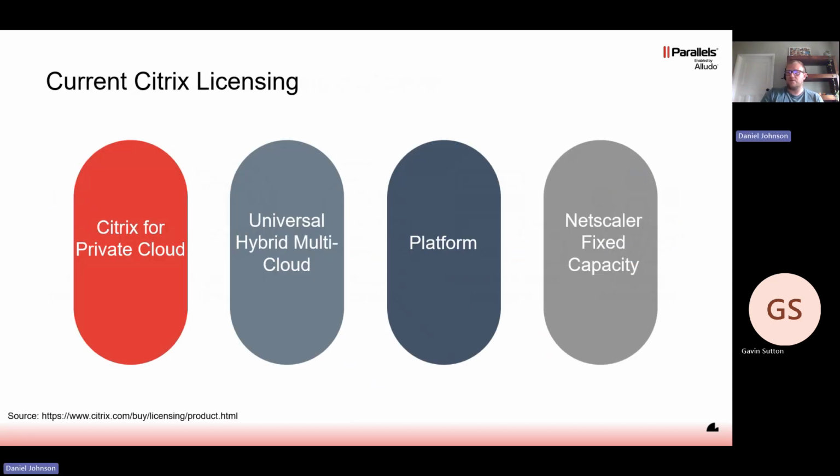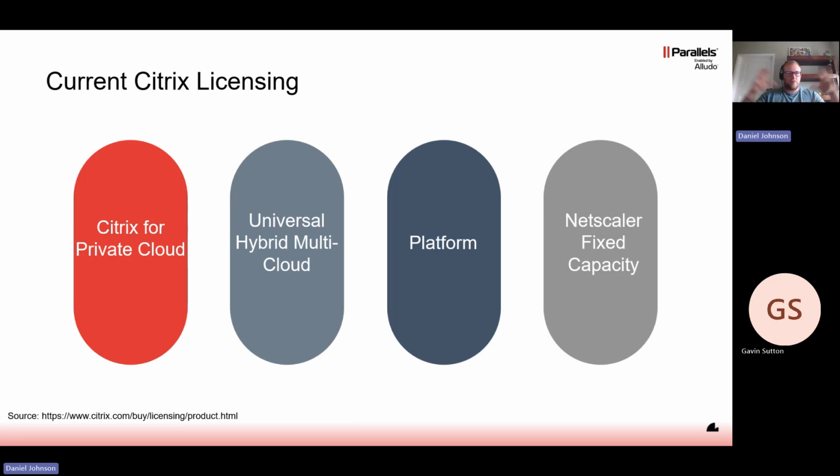So the few options that we've managed to glean from A, the Citrix website, and B, the Citrix customers that we're talking to is that they've condensed their portfolio into 3 or 4 options. So a NetScaler fixed capacity, which is a load balancer style solution only, so no application or desktop delivery facilities or functions at all in that. Citrix private cloud, hybrid multi-cloud, or platform license.